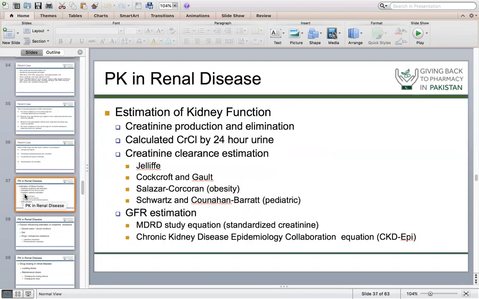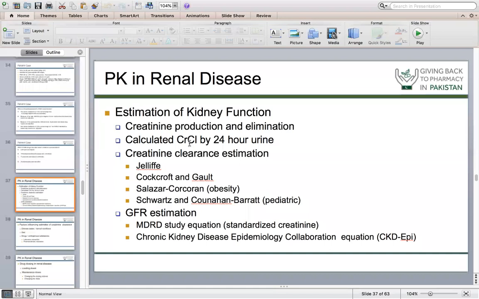So, pharmacokinetics in renal disease. How do we estimate kidney function? We must be aware that we estimate kidney function by creatinine clearance or by GFR estimation. Creatinine production and elimination is used as an important biomarker for the estimation of kidney function. It is calculated by collecting 24-hour urine and then estimating the creatinine levels.